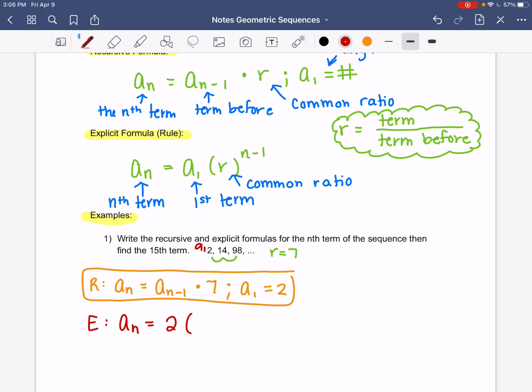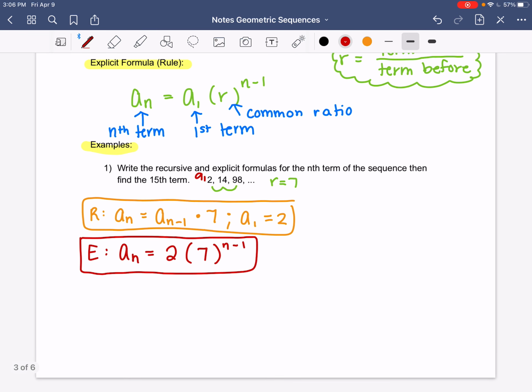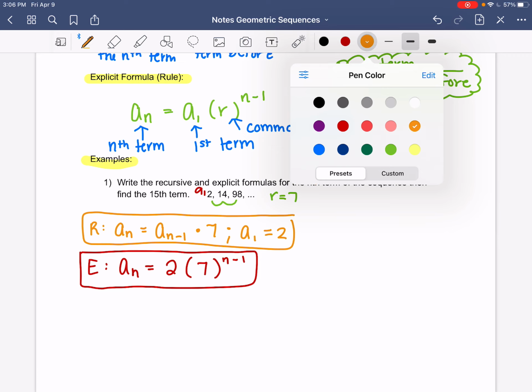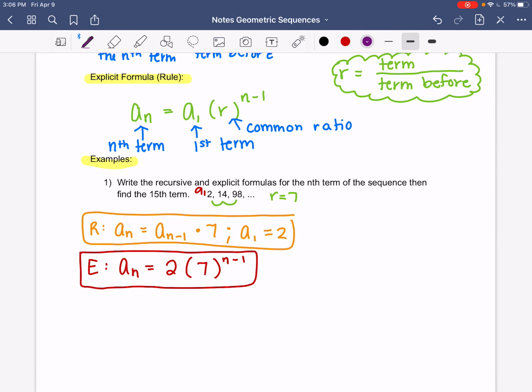2 parentheses r, our common ratio is 7 to the power of n minus 1. And then that's it. Unlike the arithmetic one, we don't have any simplifying or anything to do. We're done. We have our equation. The last thing that we need to do is find our 15th term.